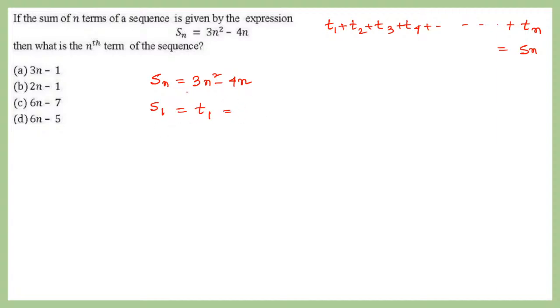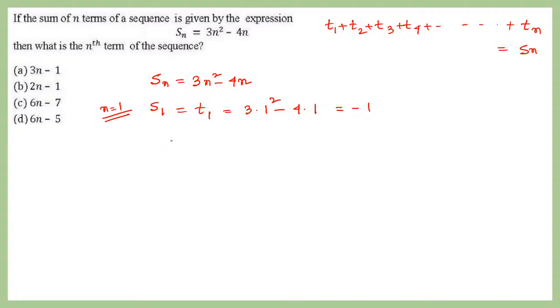We have Sn equal to 3n square minus 4n. So if we put n equal to 1, then we will get S1. Putting n equal to 1, we get 3 into 1 square minus 4 into 1, which is 3 minus 4, that is equal to minus 1.